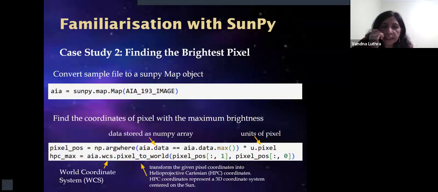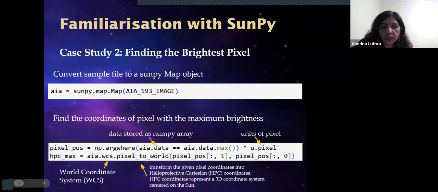So in this case, finding the coordinate of the pixel with the maximum brightness is the task. So here, pixel_pos is equal to np.argwhere(aia.data == aia.data.max()) * u.pixel.